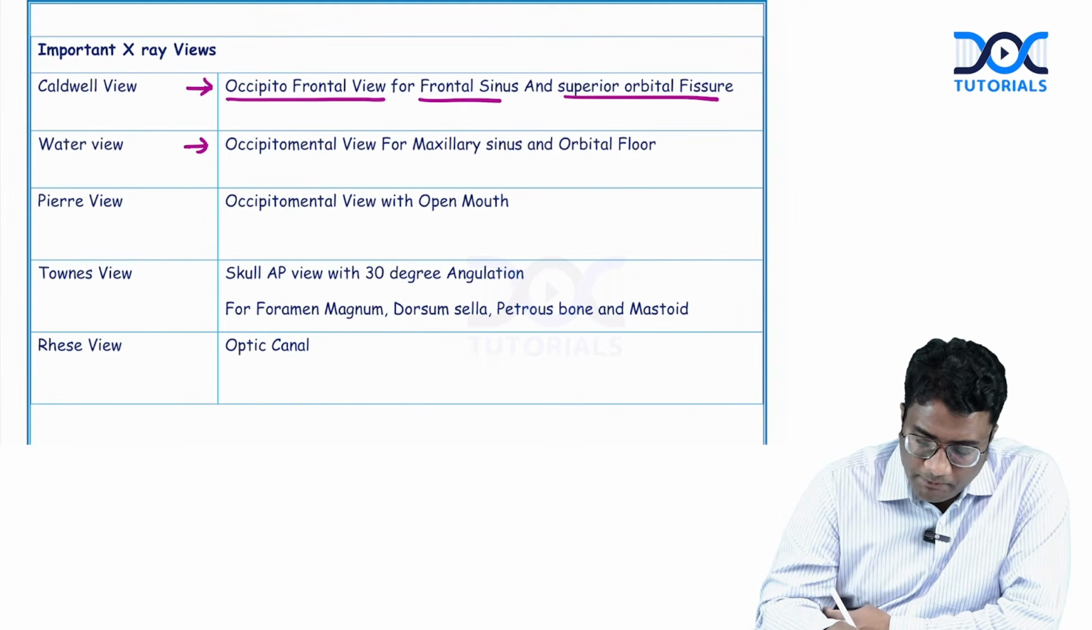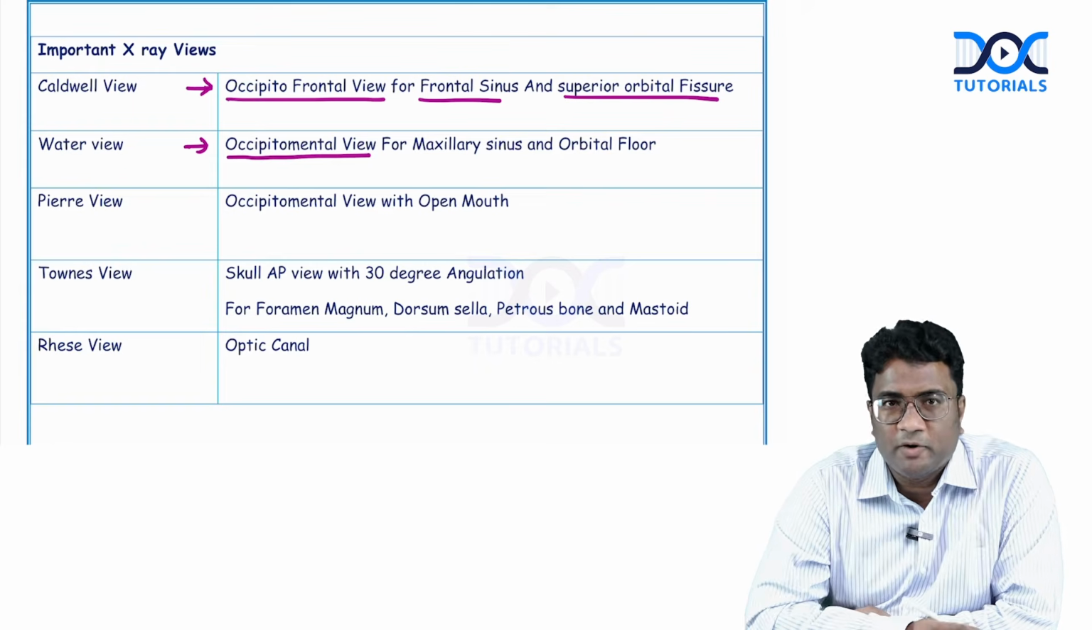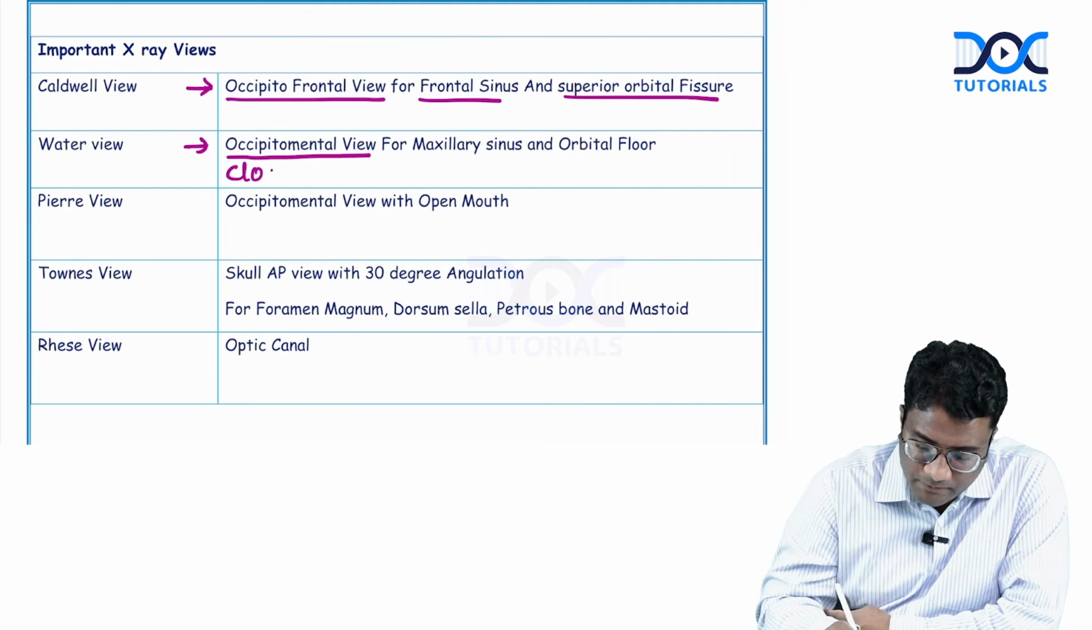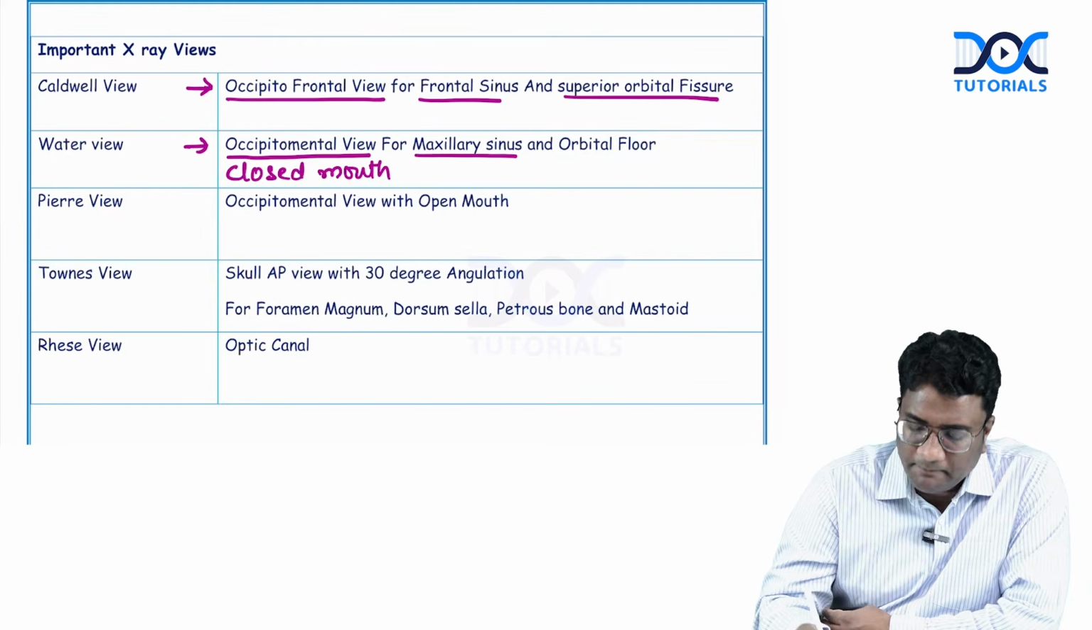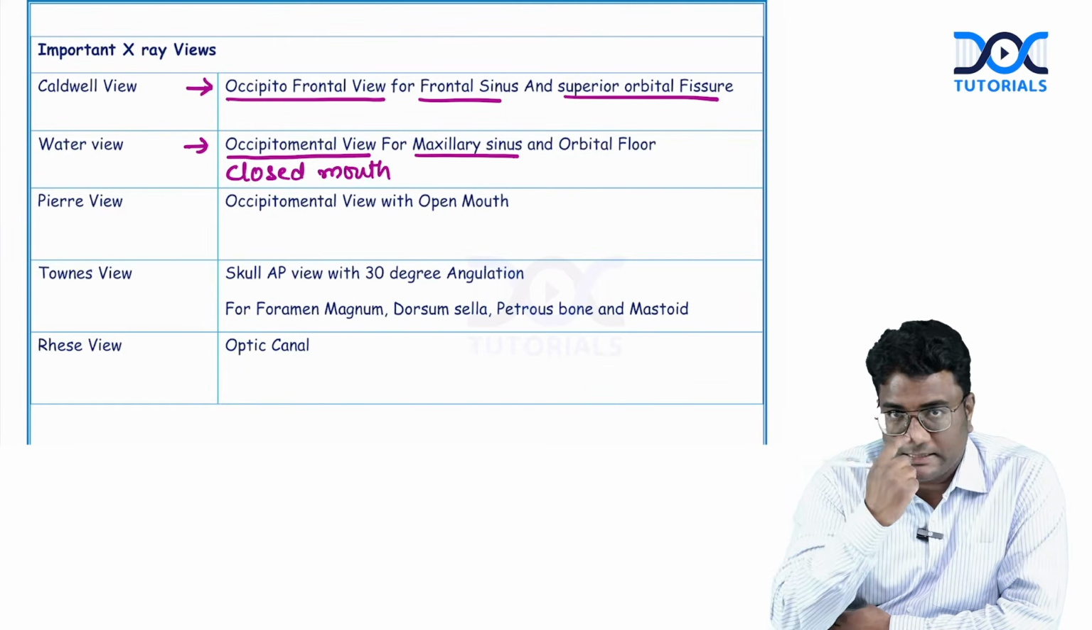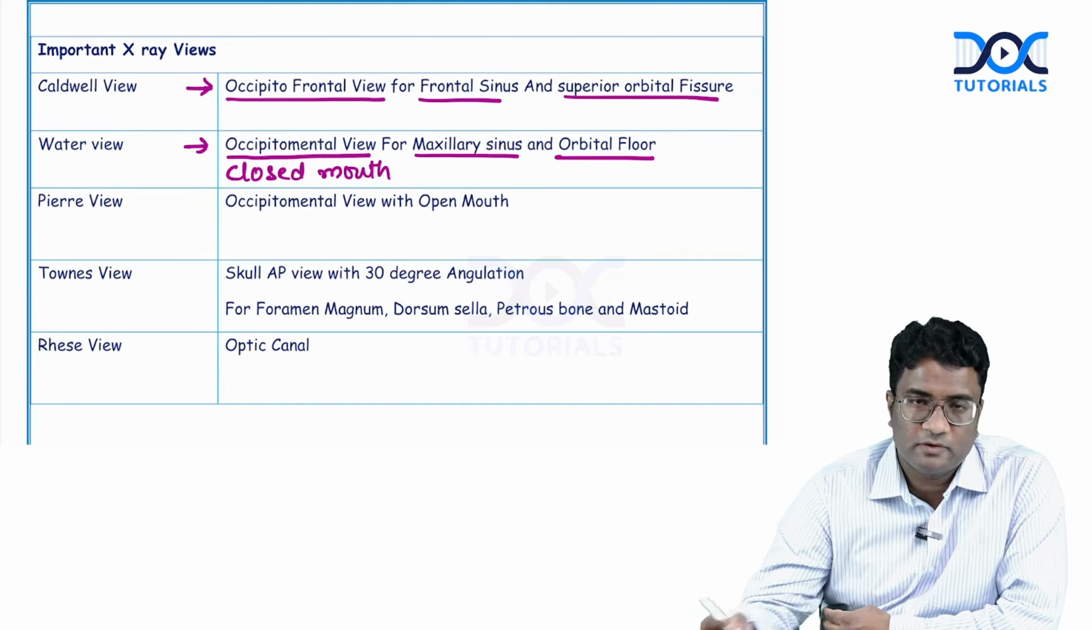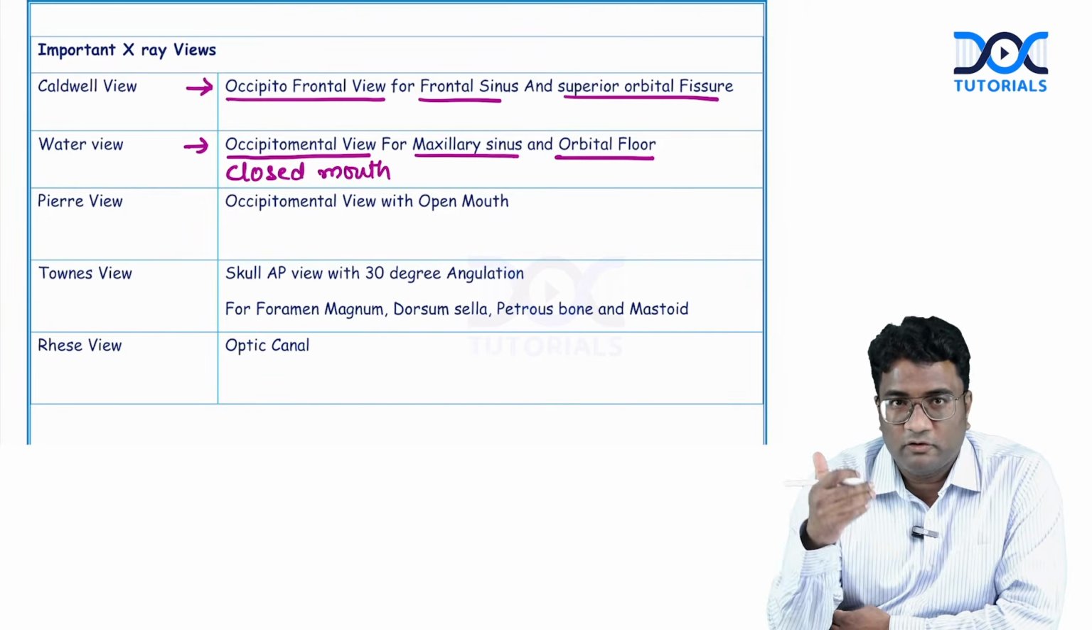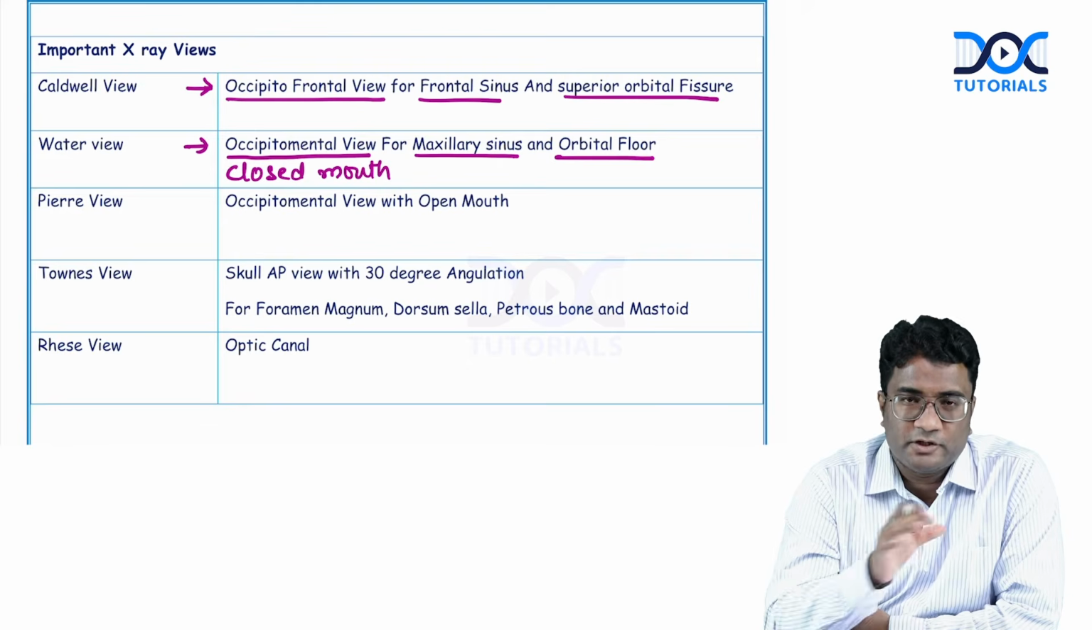Waters view is an occipitomental view. Closed mouth or open mouth? This is closed mouth. And what is this for? This is mainly to look at the maxillary sinus, and even we can see the orbital floor through this view. The best view to look at orbital floor fractures is also Waters view.